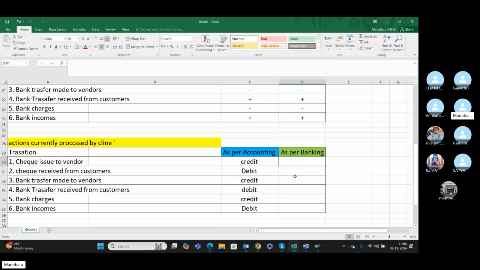As per banking, if you are receiving any salary, how do we get the notification? Your bank balance is increasing. Do we get credit or debit? Credit. So check issued to vendor, is it a debit or credit as per banking? Debit. Amount is going out, right? It's a debit.